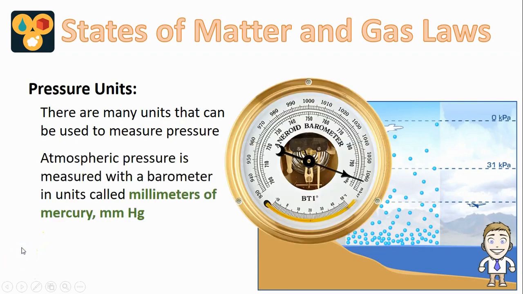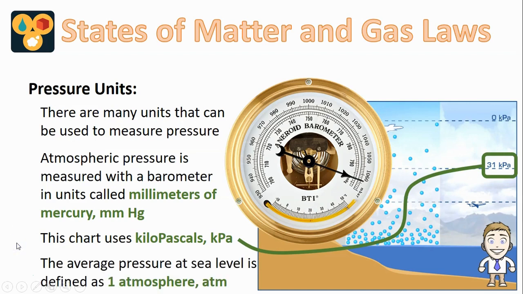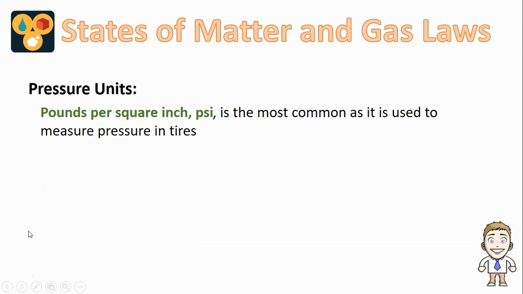Now, for atmospheric pressure, that's typically measured with a device called a barometer. Barometers use something known as millimeters of mercury, or mmHg, to measure pressure. The model we've been looking at uses something called kilopascals, or kPa. The average pressure at sea level is defined as 1 atmosphere, or ATMs, and maybe the most common one, pounds per square inch, or PSI. This is what you use to fill up a bike or car tire. And of course, there's many more that we're not mentioning here. These are just some of the most common ones.